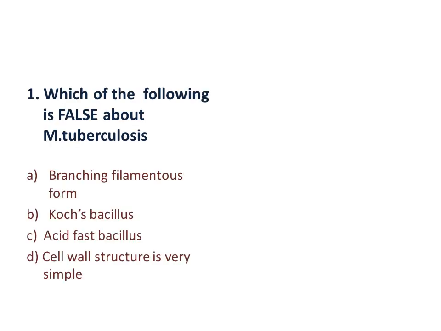The first question is, which of the following is false about Mycobacterium tuberculosis? Option A, branching filamentous forms, Koch's bacillus, acid fast bacillus, cell wall structure is very simple. If you see the right option for this, yes, Mycobacterium tuberculosis is seen in the filamentous form. That's why they are also known as mycobacteria, because it looks like a fungus. Since it was discovered by Robert Koch, it's known as Koch's bacillus, and they are acid fast in the staining procedure. They resist decolorization with acid, 20% sulfuric acid. That's why they are also known as acid fast bacillus.